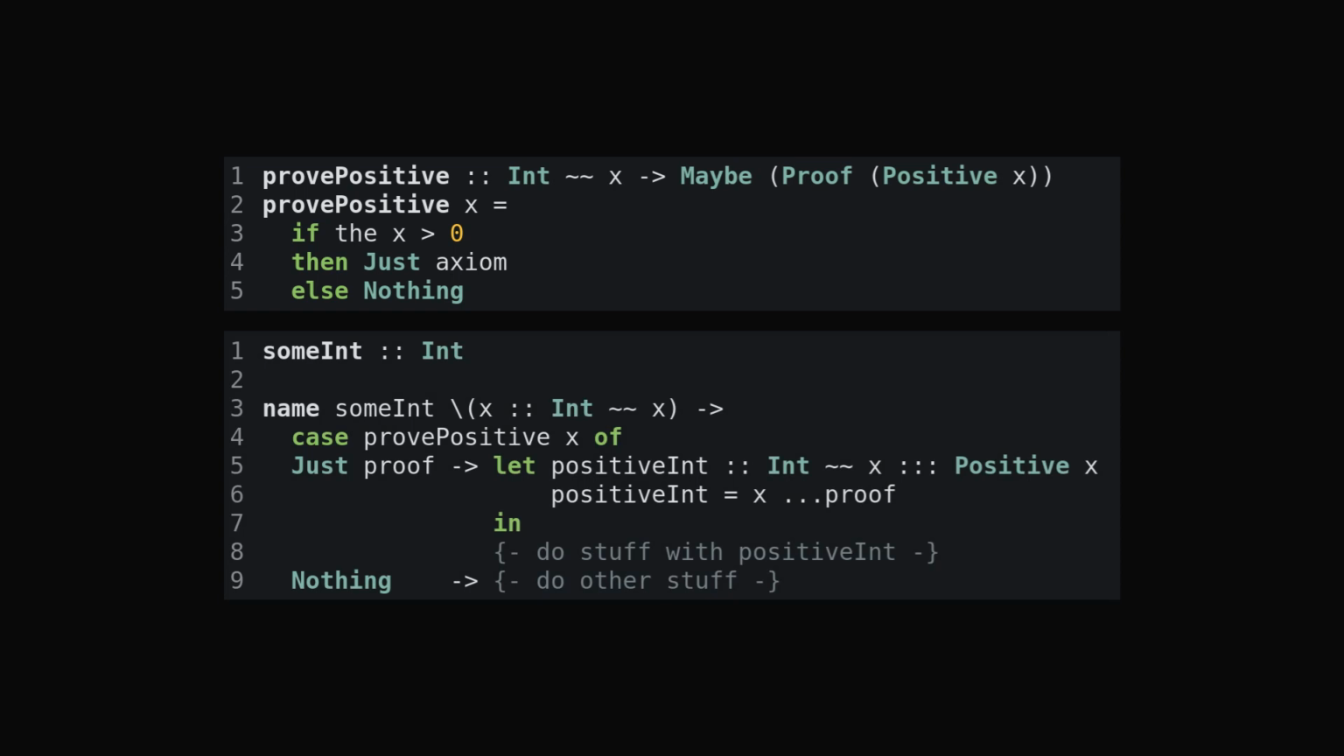Here's an example of how a consumer might use this. Begin by naming some int, then prove that it's positive. If a proof could be produced, then attach it to x and use it for some purpose. Note that if the proof was computationally expensive to produce, with this type of setup, the value can be reused multiple times without rechecking. With these simple constructs, we've already been given a lot of flexibility and power.